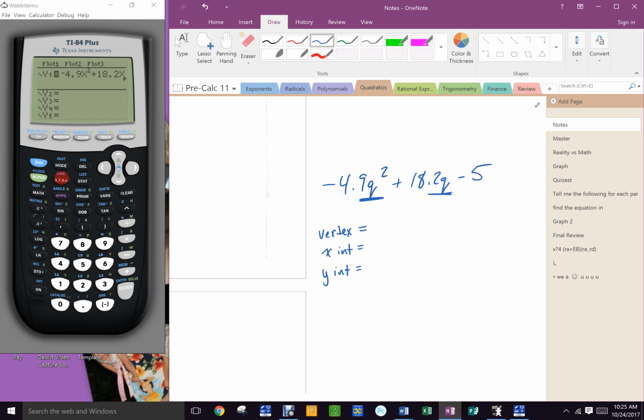That's your variable button. So everybody make sure you have punched this into your calculator screen. Negative 4.9 variable squared plus 18.2 variable minus 5. Then push graph, and you should all be looking at this. So if you weren't able to draw the curve, make sure you get the curve on your screen now. That is step 1.